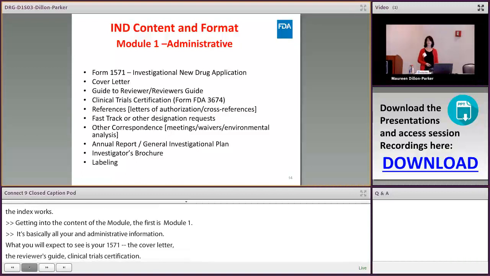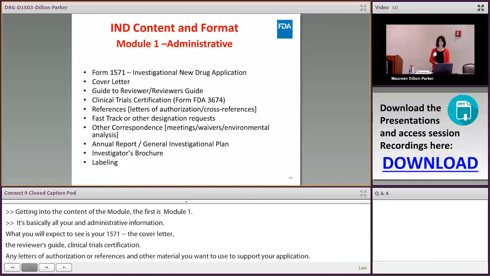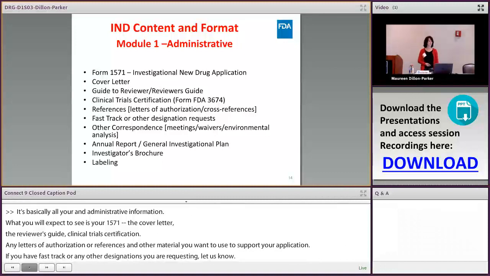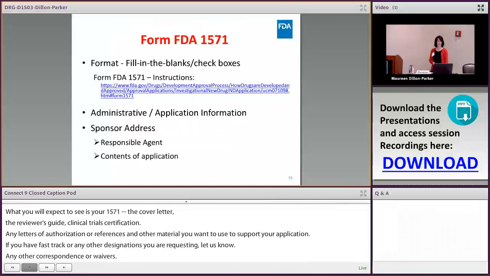If you have fast track or any other designations that you're requesting in your submission, let us know that as well. Any other correspondence, waivers, and then your investigational plan, which will go under the heading of your annual report, investigator brochure, and labeling. We're going to talk a little bit about some of these as we go through here.